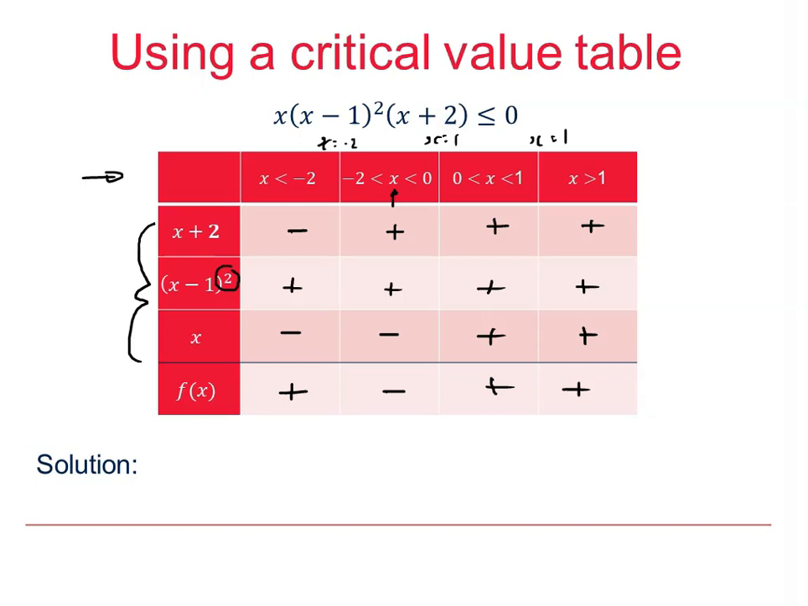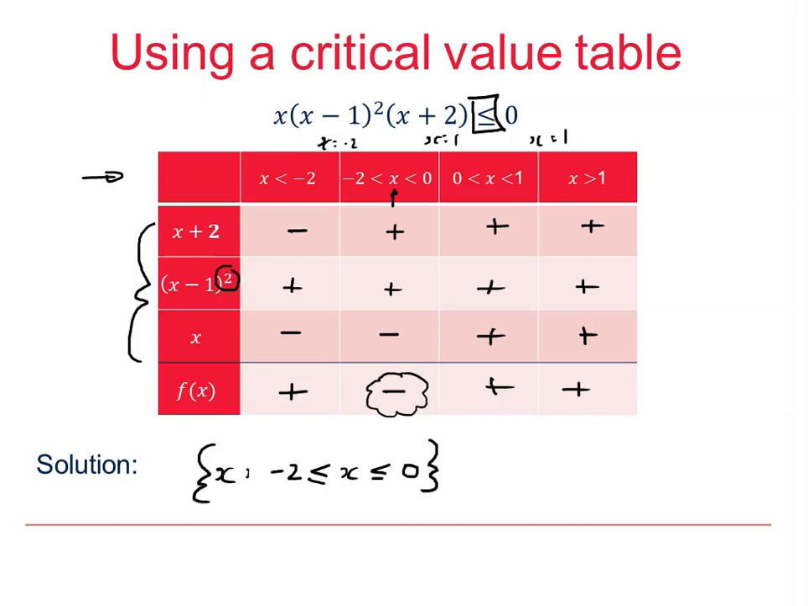So the region that we want, the less than or equal to here, the region that we want must be given by this one here, -2 up to 0. But remember that our inequality is less than or equal to 0. So we must include the endpoints. Then we would have x such that -2 is less than or equal to x is less than or equal to 0.